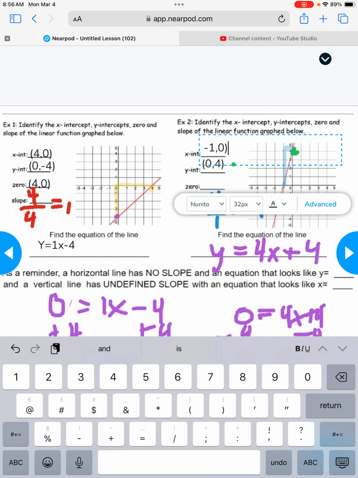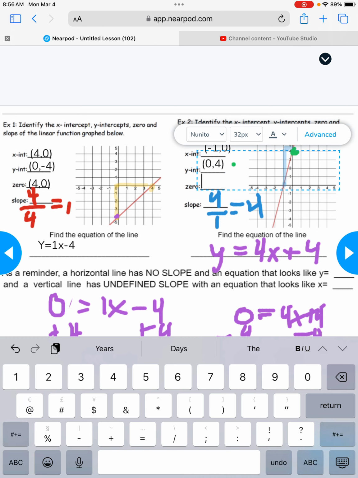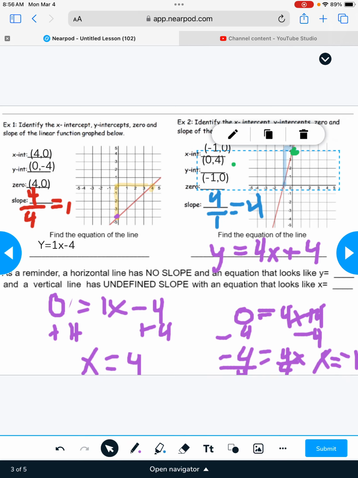Don't forget that it does need to go inside of the parentheses since it is an ordered pair. And then also from here, I'm going to do the same ordered pair where it is negative 1, 0. Okay? So that's going to be where those zeros come in.